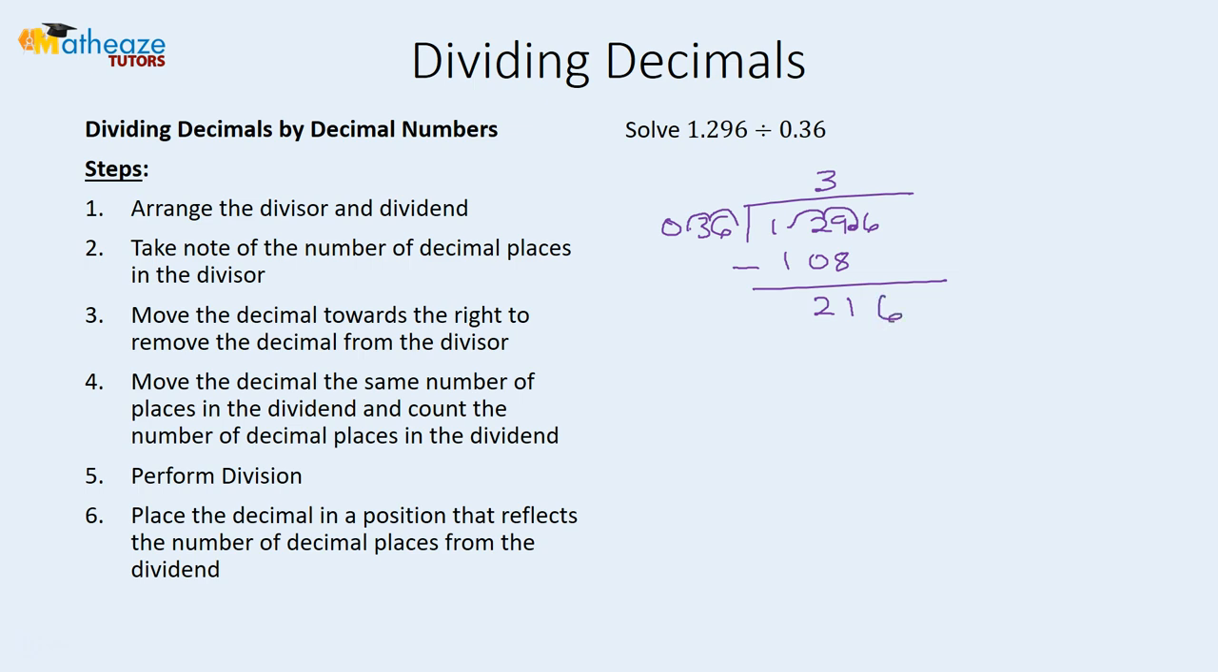216 divided by 36. When you do the multiplication, you should see that that would be 6. 6 times 36 is 216. Now, in our new expression, we have 1 decimal place, so we're going to have 1 decimal place here as well. So this is how you deal with dividing decimals.